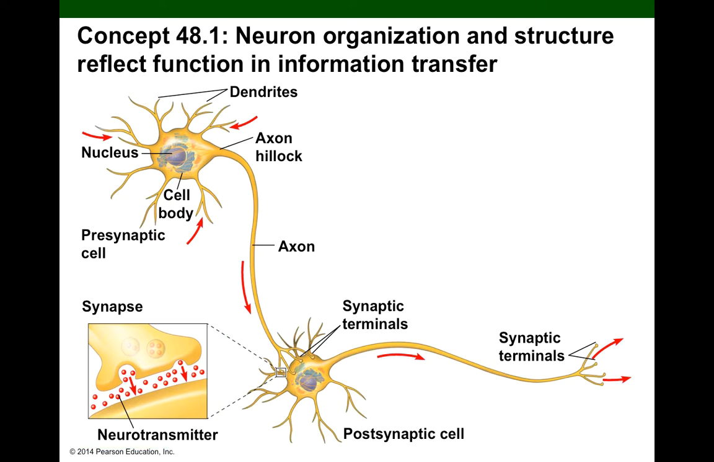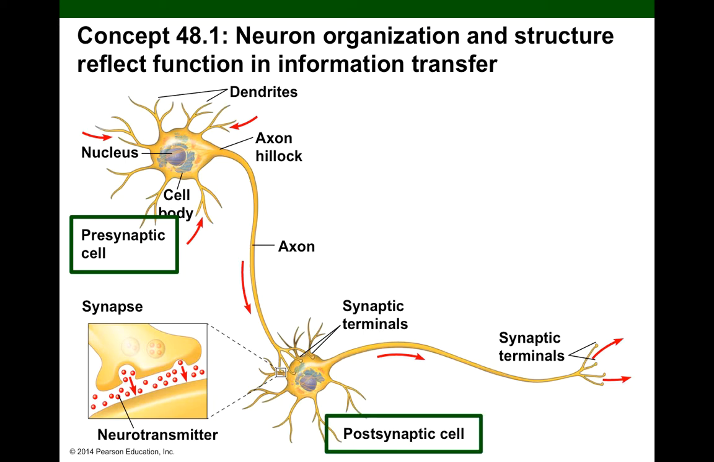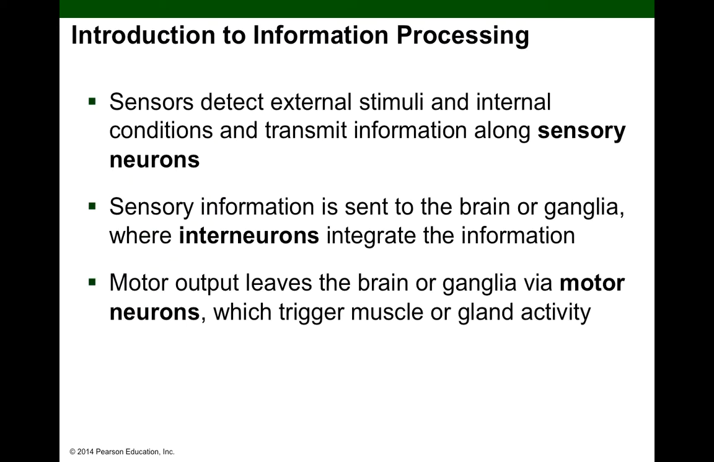So remember that information travels in one direction. We refer to the cell that is transmitting as the presynaptic cell, pre referring to before the synapse, and the signal is going to the postsynaptic cell, post referring to after the synapse. While the presynaptic cell is a neuron, the postsynaptic cell can either be a neuron to continue the signal, a muscle cell when the end result is movement, or a gland cell when the end result is to secrete a hormone or other molecule.